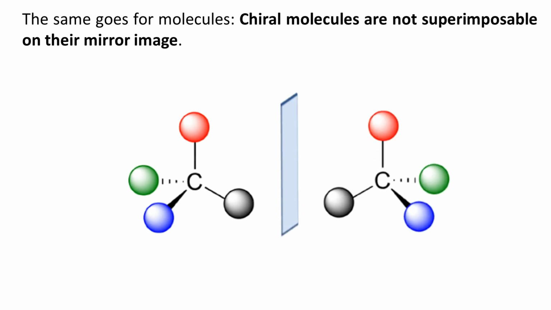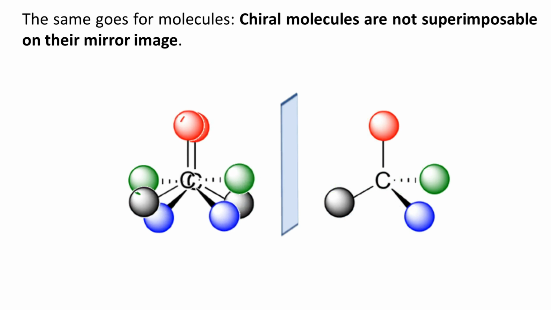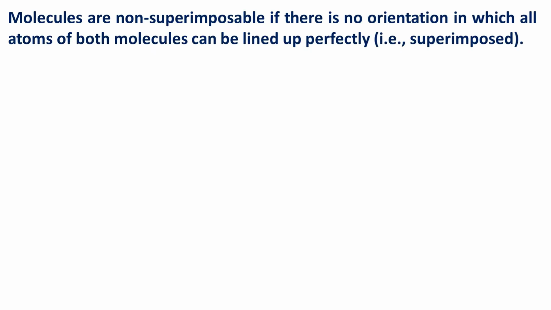If we try to overlap the mirror image on the original molecule, we can see that the two mirror images are not 100% superimposable on each other. And this is true if we rotate such a molecule by any angle. Without any rotation, 3 out of 4 groups, and with rotation, 2 out of 4 groups, will not overlap on the corresponding groups in the mirror image. Thus, for molecules to be categorized as non-superimposable, there should be no orientation in which mirror images can be 100% superimposed on each other.